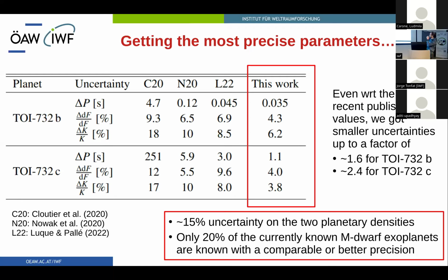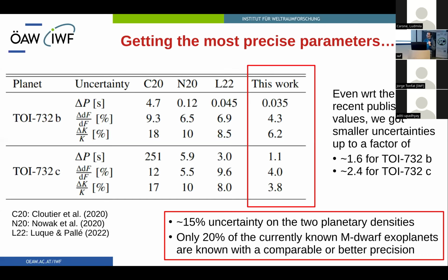And in general, we were able to drop the uncertainties by a factor of 1.6 for planet B and 2.4 for planet C. And with this remarkable precision, we were able to compute the mean planetary density at a precision level of 15%, which is quite impressive, because only 20% of the currently known exoplanets around M-dwarfs are known with a comparable or even a better precision. And if you know the mean planet density quite well, then you can start speculating about the planet composition.